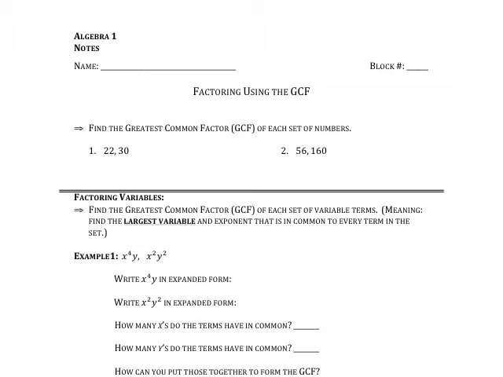So the easiest way to explain greatest common factor is to say the biggest number that will divide into a set of numbers. Okay, so the biggest number that will divide into the set of numbers. So the biggest number that will divide into 22 and 30. Oh, I thought that was 22,030. No, it's a set of numbers. It's just 22 and 30. So what's the biggest number that divides into 22 and 30 both?